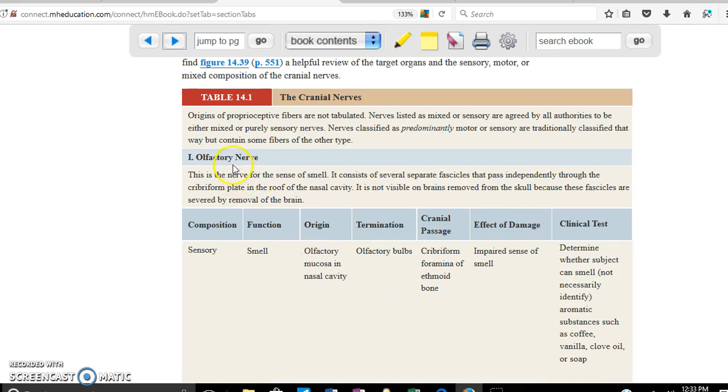So the very first one is the olfactory nerve. Obviously the function is smell, and it's called sensory because the only thing that you're going to do with the olfactory nerve is smell. You don't move your nose with that. We use a different cranial nerve in order to do that. So that's cranial nerve number 1, the olfactory nerve.